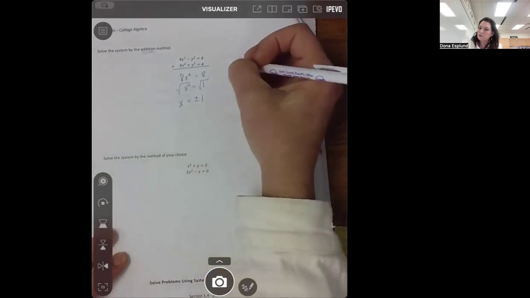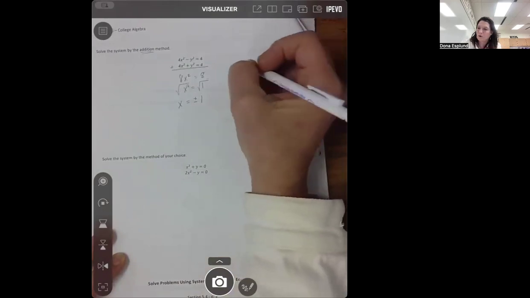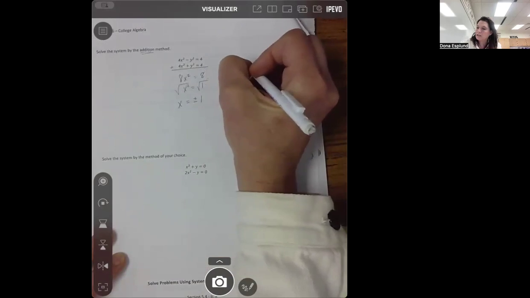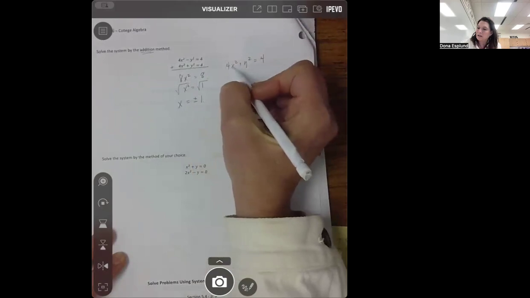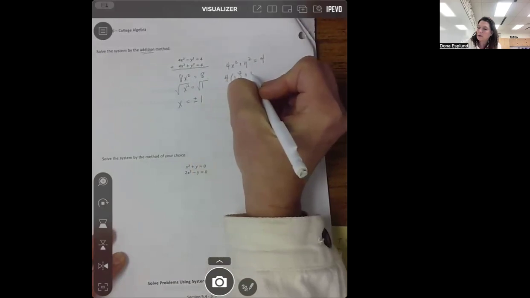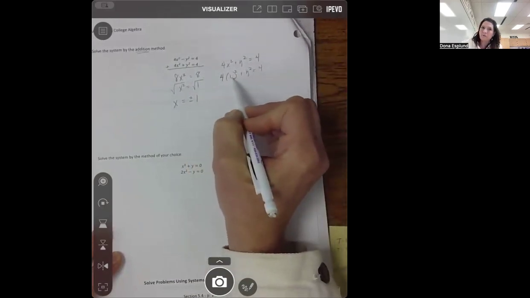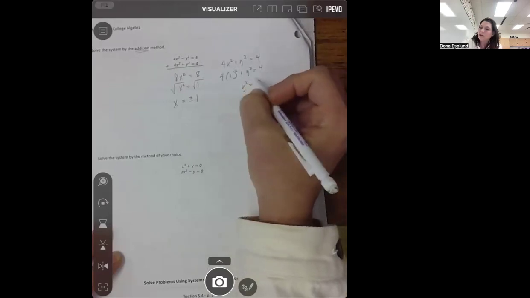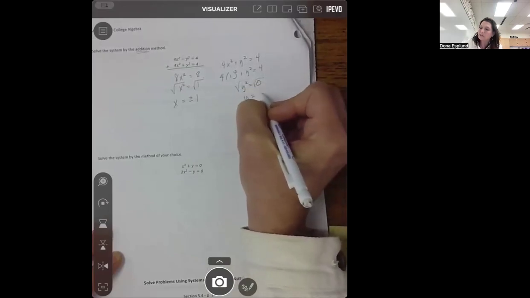So when x is equal to 1, I'm going to substitute it back into one of my equations, and I can pick either one. So let's just take the second one. So I have 4x squared plus y squared is equal to 4. If I substitute 1 into my equation for x, I'd have 4 times 1 squared plus y squared is equal to 4. Then 4 times 1 squared is going to be 4, minus 4 from both sides. So y squared is going to equal 0. And I'm going to take the square root of both sides. And so y is going to equal 0.